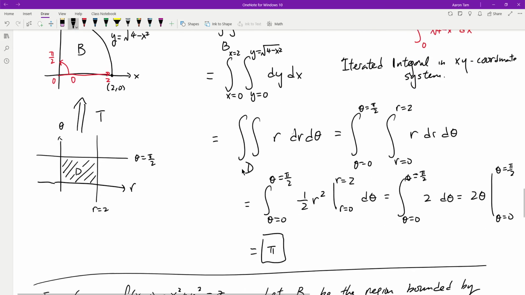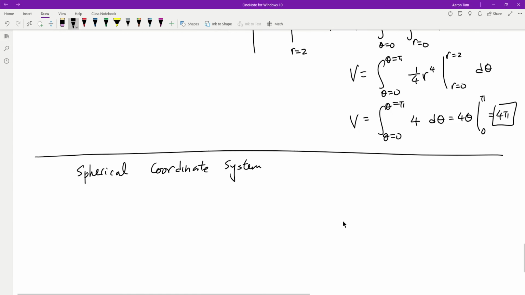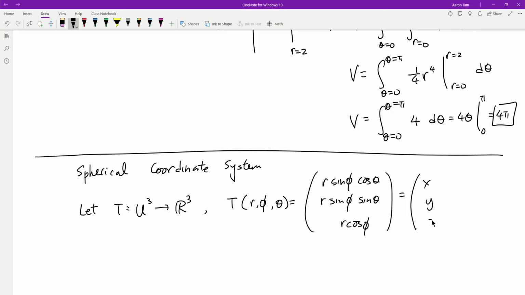Okay, so quick refresh. What is the spherical coordinate system? That would be a coordinate transformation that goes from U in R3 to R3, so a subdomain of R3. The three coordinates are R, phi and theta, and T of R, phi, theta is equal to R sine phi cosine theta, R sine phi sine theta, and R cosine phi. And that's equal to x, y, z. Okay, so let me show you what the integral looks like.